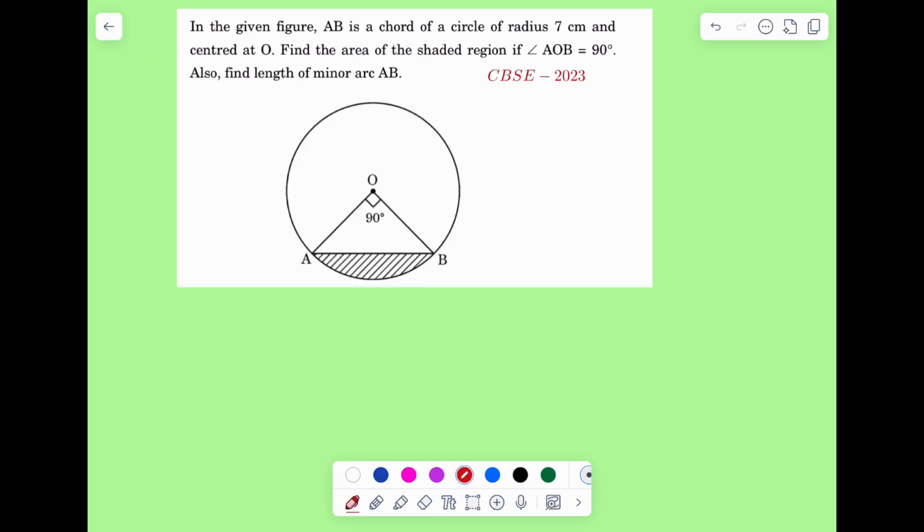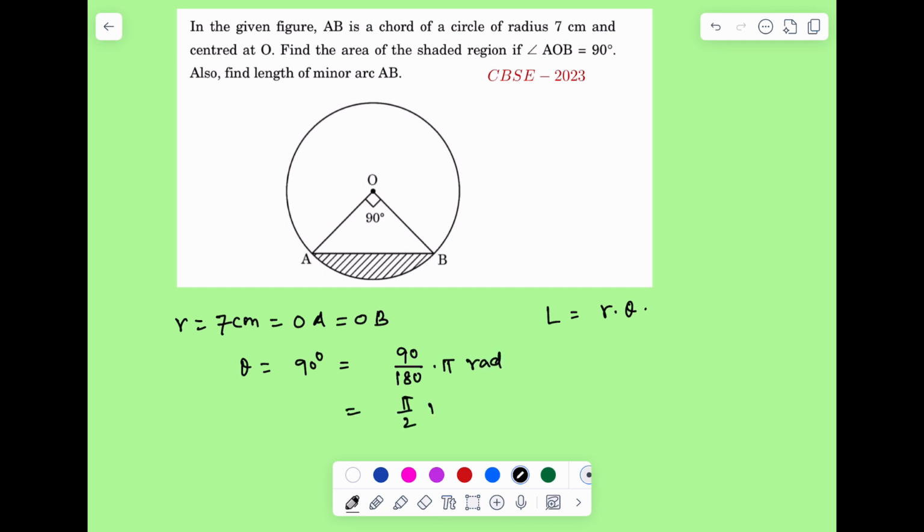Given that R is equal to 7 centimeter, that is OA is equal to OB. Find the area of the shaded region. If AOB is equal to 90 degree, this is 90 degree, find the length of the minor arc AB. Okay, the length of the minor arc is L is equal to R into theta. First you express theta in radian. Theta is equal to 90 degree, which is the same as 90 by 180 into pi radian, which is equal to pi by 2 radian.